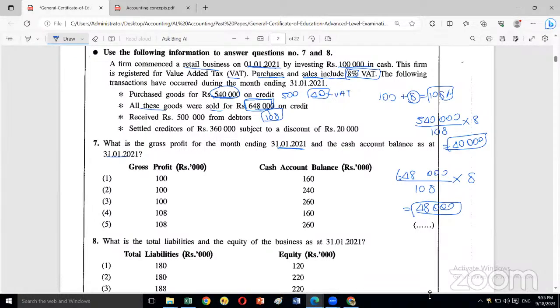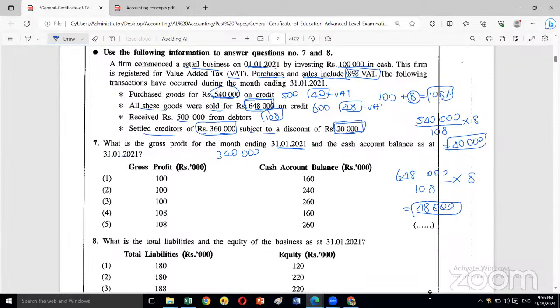48,000. So remember, here the actual sales value is 600,000 and the VAT value is 48,000. This is the sales VAT. But now see, after that, we receive 500,000 from debtors and settle creditors of 360,000, subject to a discount of 20,000. So totally I am liable to pay 360,000. When I am paying this 360,000, I got a discount of 20,000. So from this 360,000, I would have paid only 340,000 as cash, because they gave me a 20,000 discount.